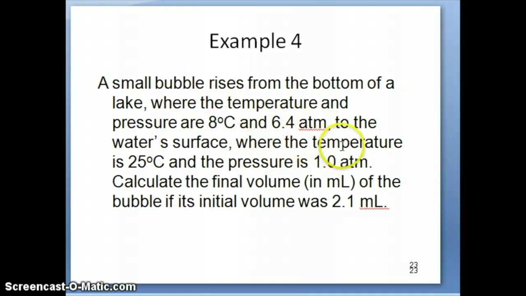When the bubble reaches the surface of the lake, temperature has gone up to 25 degrees. The pressure is now 1 atmosphere. Well, if its initial volume was 2.1 milliliters, fairly small volume. Now we want to know what is the volume at the time it reached the surface of the lake.